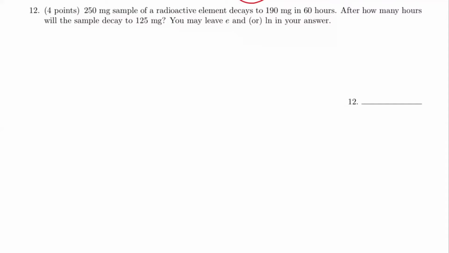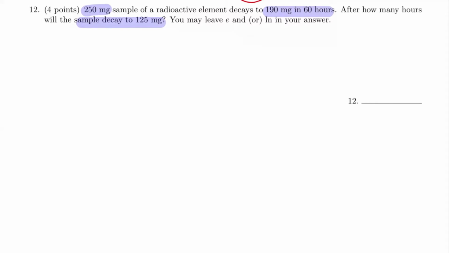All right, continuing with number 12, we have an application. A 250 milligram sample of a radioactive element decays to 190 milligrams in 60 hours. After how many hours will the sample decay to 125 milligrams? All right, so using this information right here, we're going to find the rate r. So let's go ahead and first find r. How is it decaying? We start with 250, that's your initial amount. Let's call it P0. And then we know the amount after 60 hours happens to be 190 milligrams.